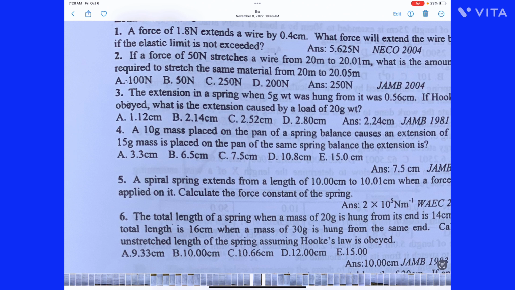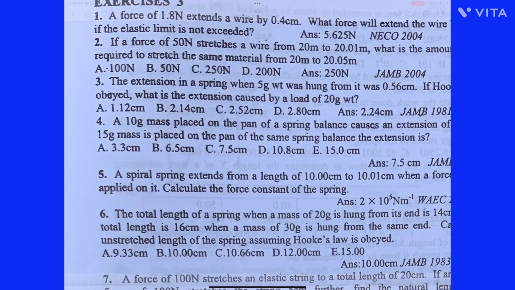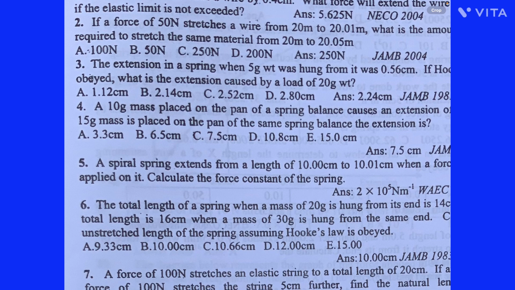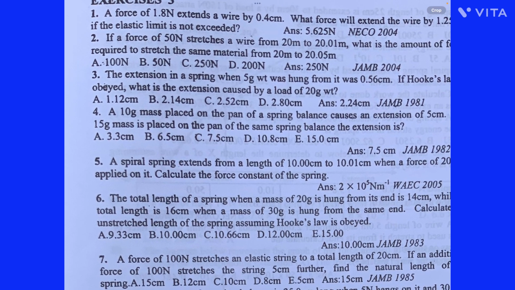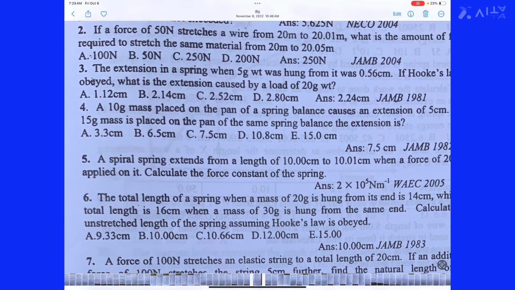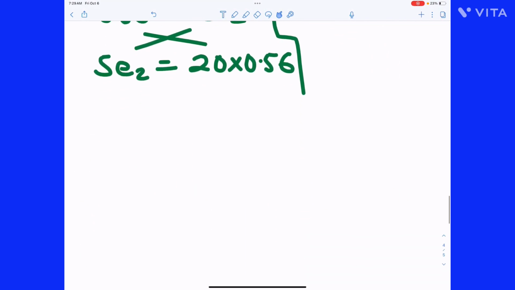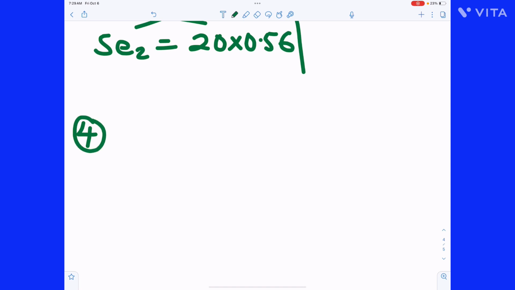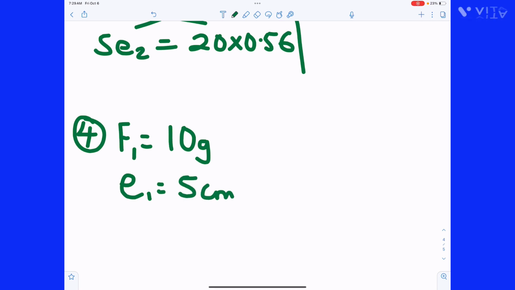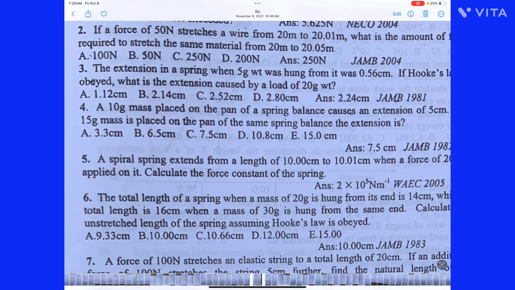Question 4 now says a 10 gram mass placed on the pan of a spring balance causes an extension of 5 centimeters. So let's go straight and fill that in. A 10 gram mass, so F1 is 10 gram. Never mind that it's not in Newton, just leave it like that. It causes an extension of 5 centimeters. So we know F1, we know E1.